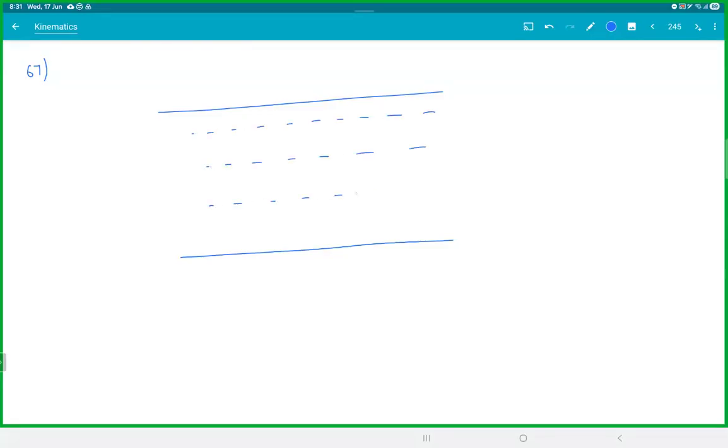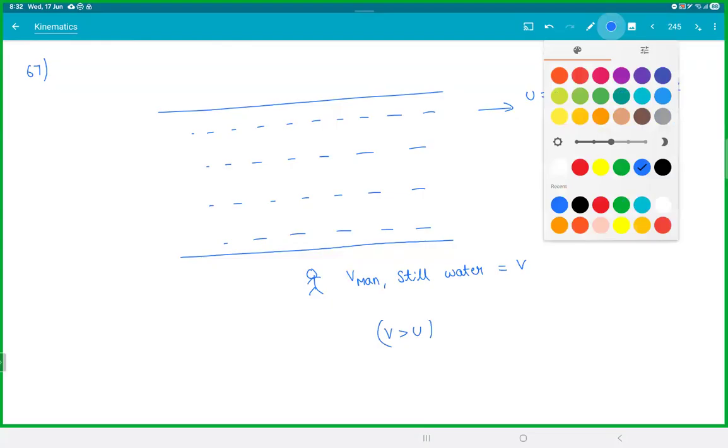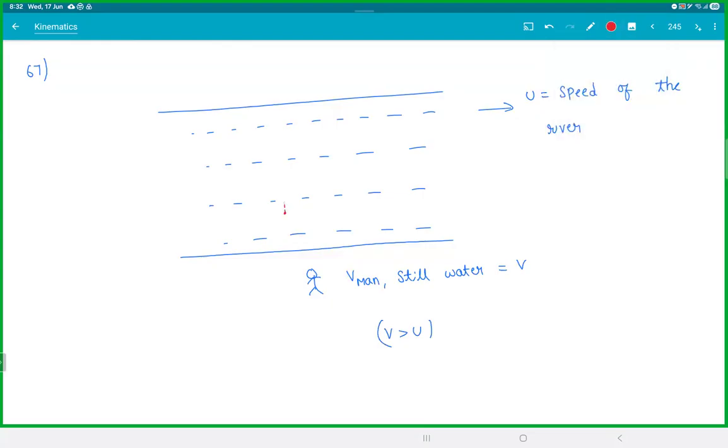So let's say we got a river which is going with speed u. And now we got a person here. So velocity of this man in still water is v, and v is greater than u. Now what he started doing, he started actually going in a square.